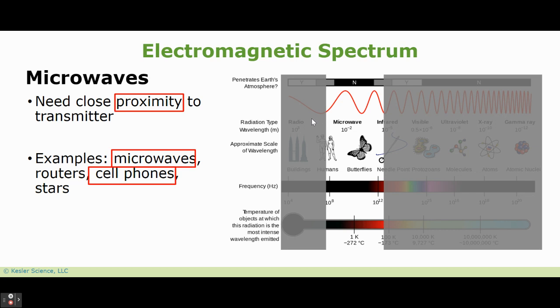And then next is microwaves. As we're going down, we are reducing the wavelength. The wavelength is getting shorter as we move from left to right. Microwaves need close proximity to the transmitter in order to transmit the wave. Some examples are microwaves in your house to heat up food, routers, so internet routers, cell phones, and stars. Those are all examples of microwaves.